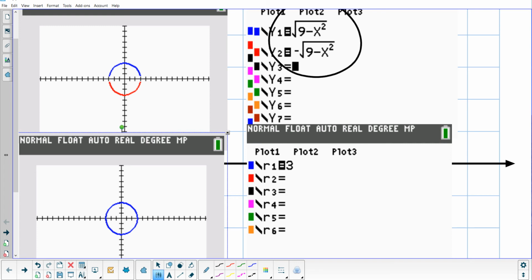We're not even going to get into drawing full graphs in polar. You can do circles, you can do spirals, you can do all kinds of different shapes. But what we're going to be looking at is just graphing single points. Okay? That's it. Just single points.